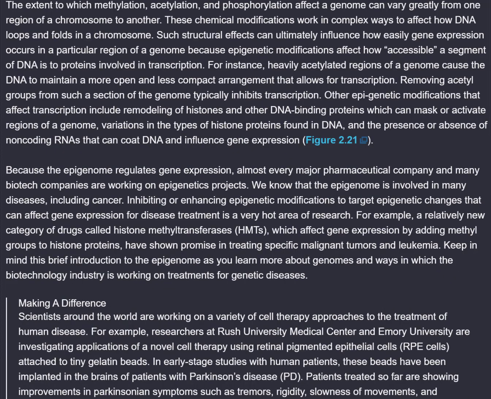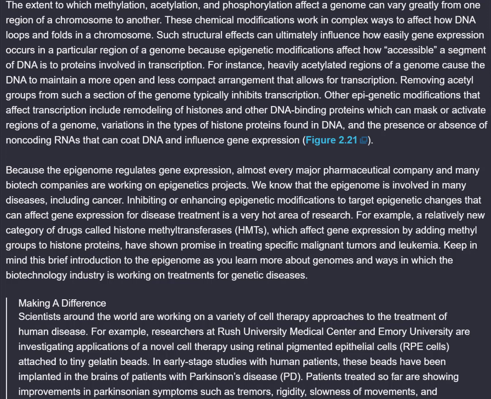The extent to which methylation, acetylation, and phosphorylation affect a genome can vary greatly from one region of a chromosome to another. These chemical modifications work in complex ways to affect how DNA loops and folds in a chromosome. Such structural effects can ultimately influence how easily gene expression occurs in a particular region of a genome because epigenetic modifications affect how accessible a segment of DNA is to proteins involved in transcription. For instance, heavily acetylated regions of a genome cause the DNA to maintain a more open and less compact arrangement that allows for transcription. Removing acetyl groups from such a section of the genome typically inhibits transcription.